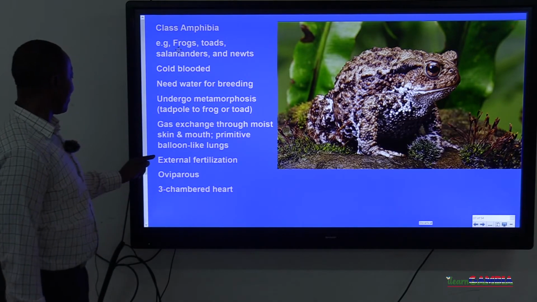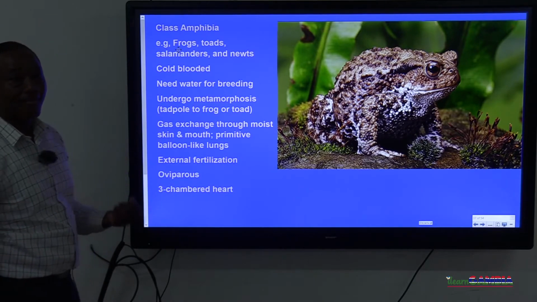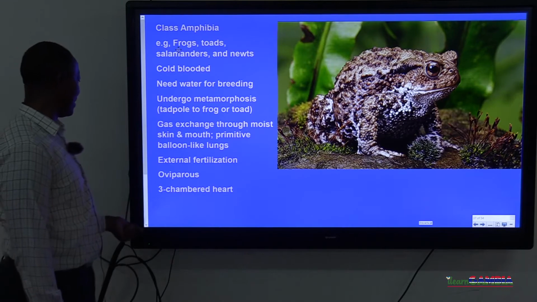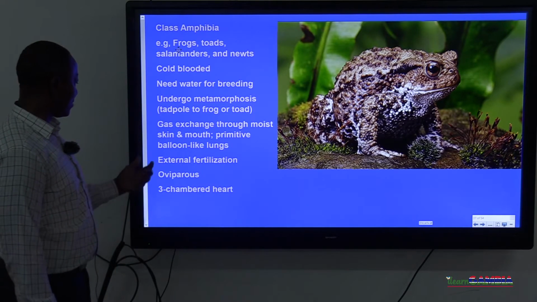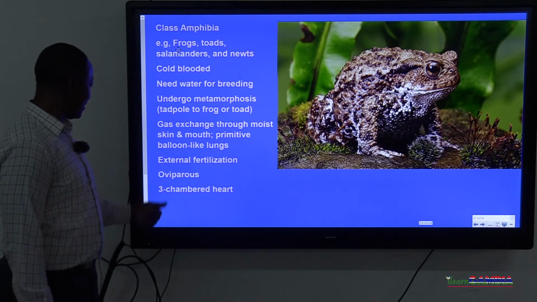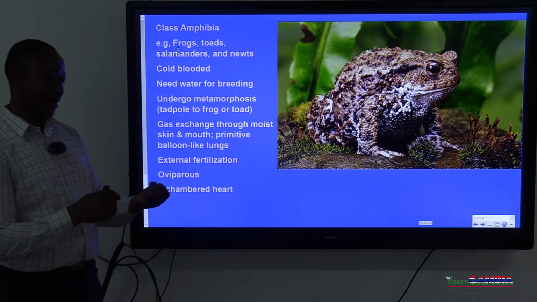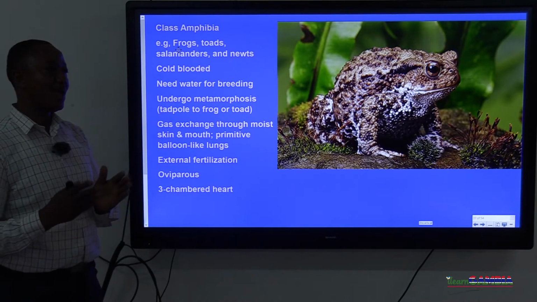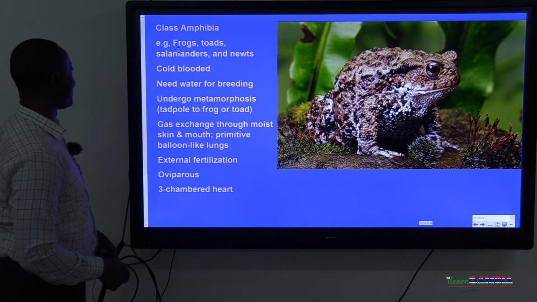Another feature about them is that fertilization is external. I explained that already. External fertilization means the eggs are fertilized outside the body of the organism. They are oviparous, they lay eggs. And then, interestingly, they have a 3-chambered heart. That means, unlike the fish that have 2, and unlike higher organisms like us that have 4, they are in between. They have 3. And how that works is something very interesting.